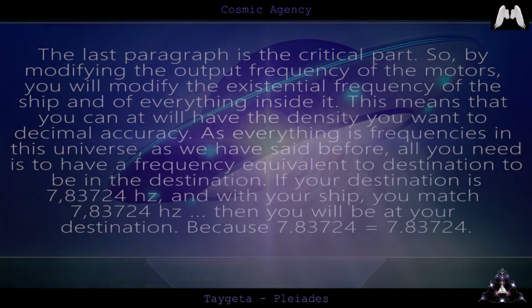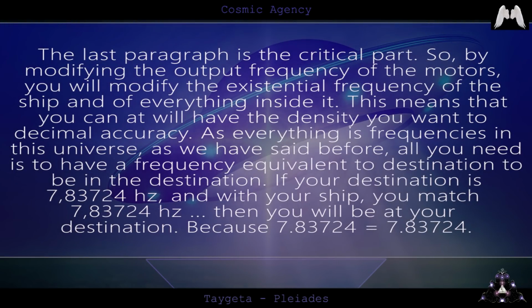The last paragraph is the critical part. So, by modifying the output frequency of the motors, you will modify the existential frequency of the ship and of everything inside it. This means that you can, at will, have the density you want to decimal accuracy. As everything is frequencies in this universe, as we have said before, all you need is to have a frequency equivalent to destination to be in the destination.